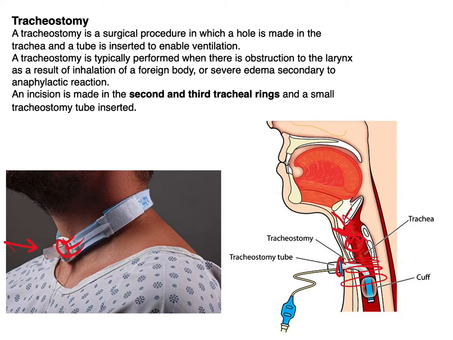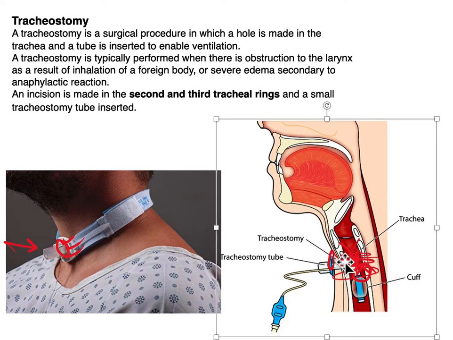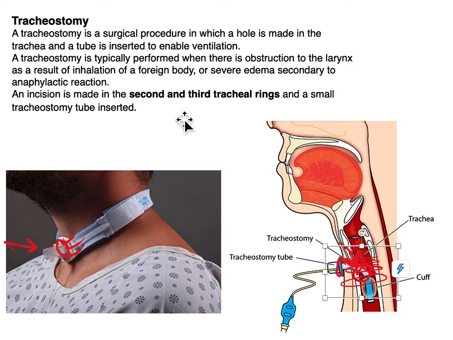Let me erase these things to show you. You remember the thyroid cartilage, the Adam's apple, and below it the cricoid cartilage. You can palpate both of them. Just below the cricoid cartilage are the first tracheal ring, the second ring, and the third one. The safest area is between the second and third tracheal rings, to create an opening for something called tracheostomy.